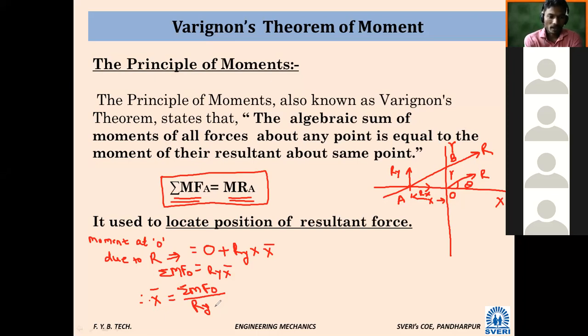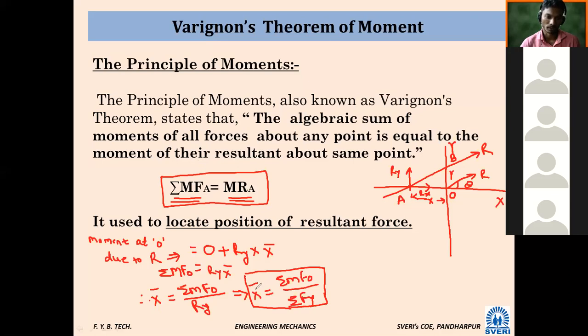Resultant. Y component of resultant. Number of forces are there. So shall I say Ry is equal to summation Fy? Yes, sir. Is it okay to say summation of moment due to all forces divided by summation Fy? So this is the formula for X intercept of resultant.